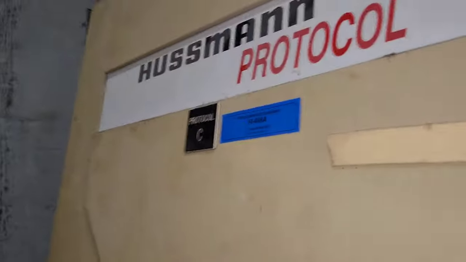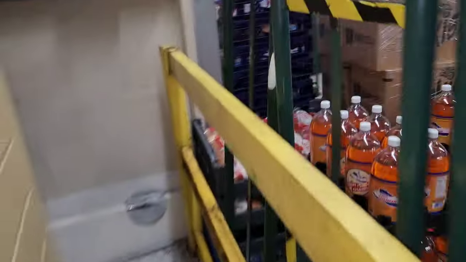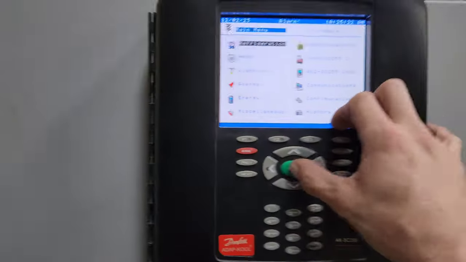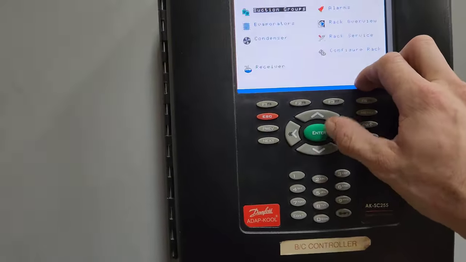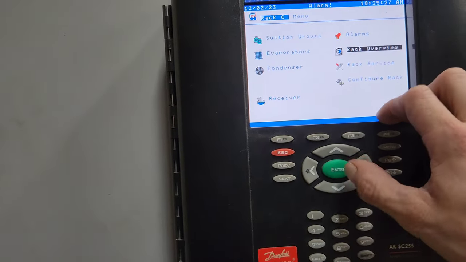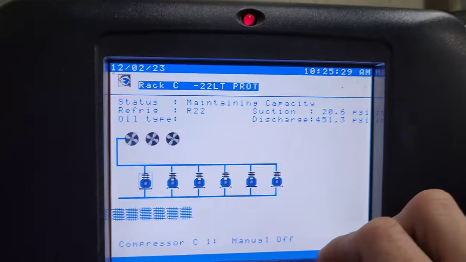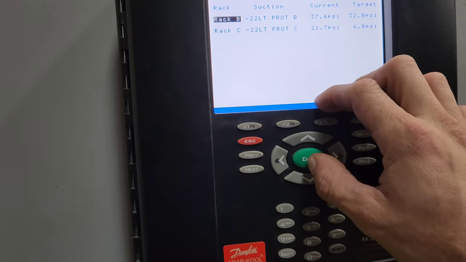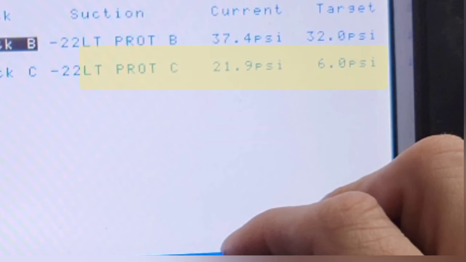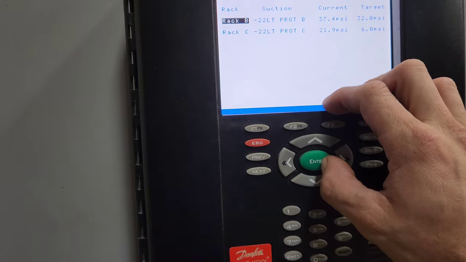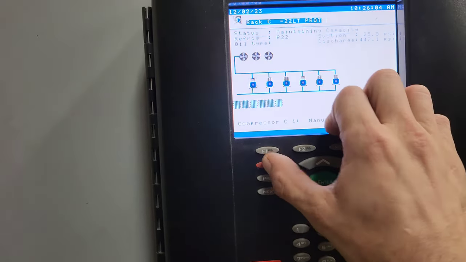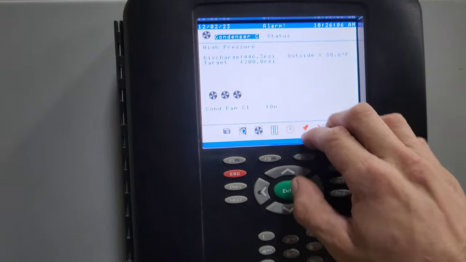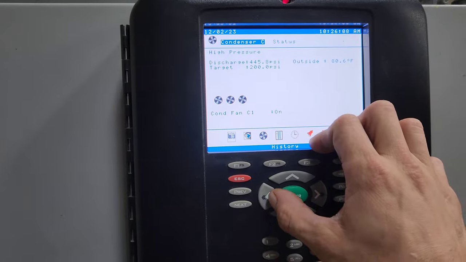So this here is my Raxi protocol. It's on the other side of the store, next to Rack B. We got this Danfoss controller in here. We're gonna go in there and look at the discharge rack overview. And that one's way up there. So you can see my suction pressure, set point 0.6, up at 21, so you know that thing's not running. Those compressors are off. All that food is hot. Let's find out when that happened and see if they shut the breakers off at the same time.